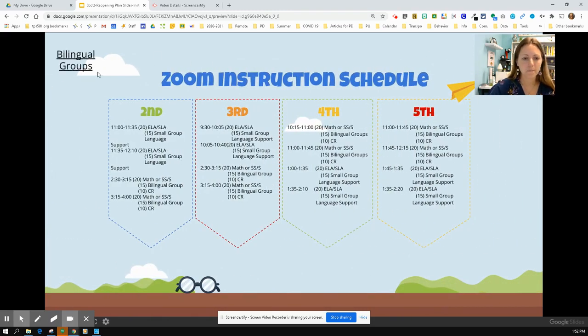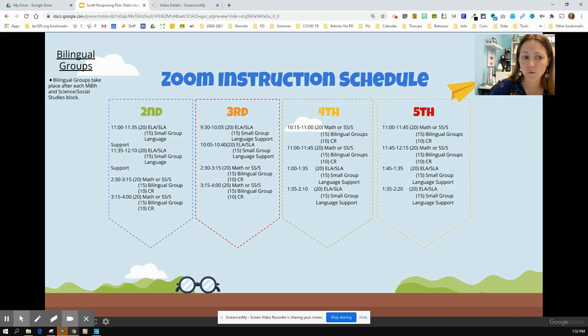So, bilingual groups. Let's first look at, for example, the 2nd grade schedule. They'll start with their block of ELA, SLA, then do small group language, which is the same as first or pre-K through 1st. But when we get down here into Math or Social Studies, you'll see that you have 20 minutes of whole group instruction, and then 15 of bilingual group, then 10 of CR, conceptual refinement. Then the students will switch and go into their non-homeroom teachers to do the opposite language, and then have bilingual groups or CR. That's the same for 3rd through 5th.